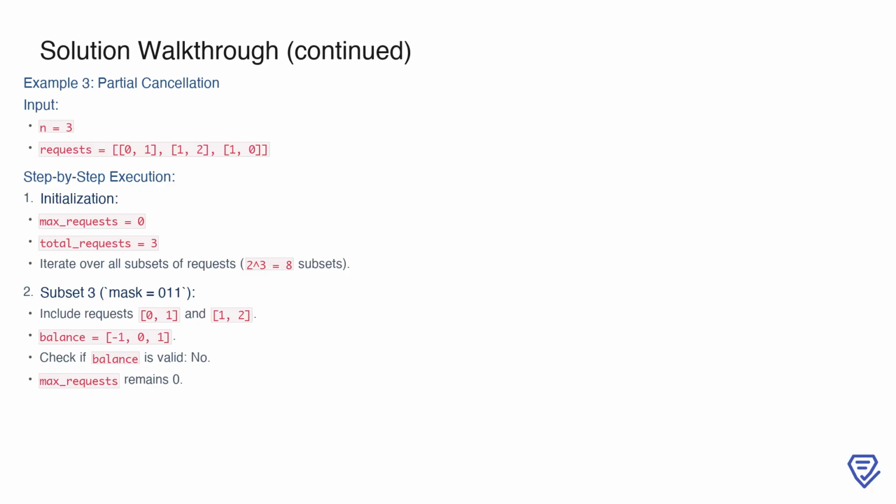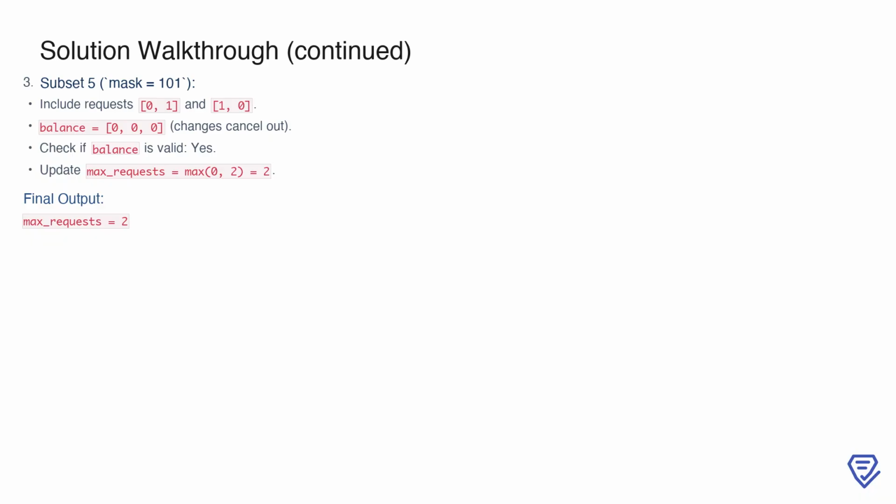For subset 3, represented by the mask 011, we include the first 2 requests, a transfer from building 0 to 1 and another from building 1 to 2. This leads to a balance array of -1, 0, 1, which is not valid because some values are not 0. As such, this subset does not contribute to the maximum number of achievable requests, and max_requests remains unchanged.